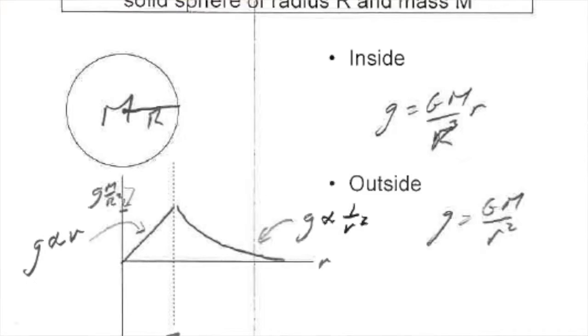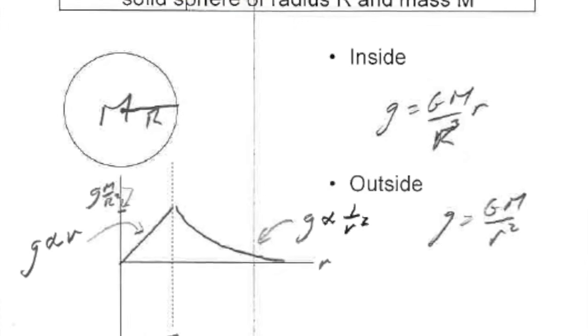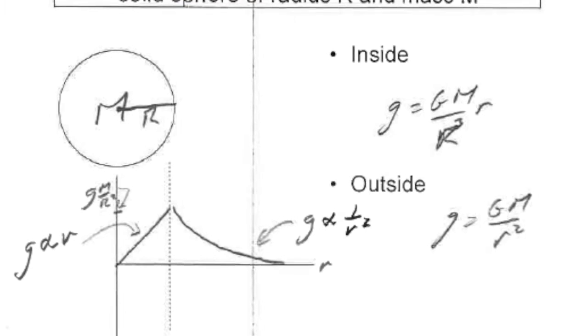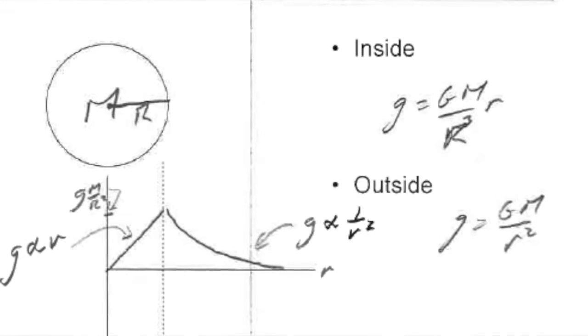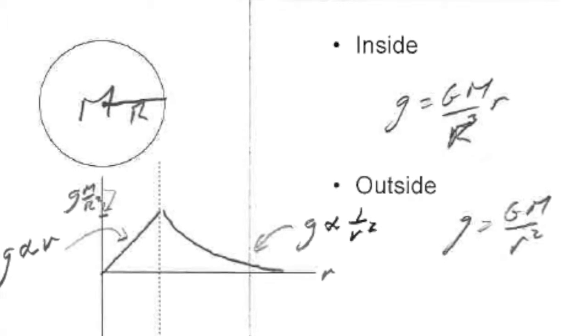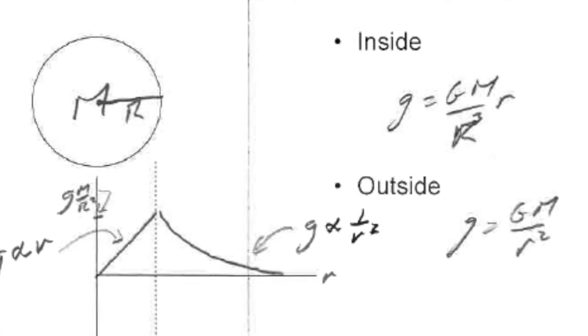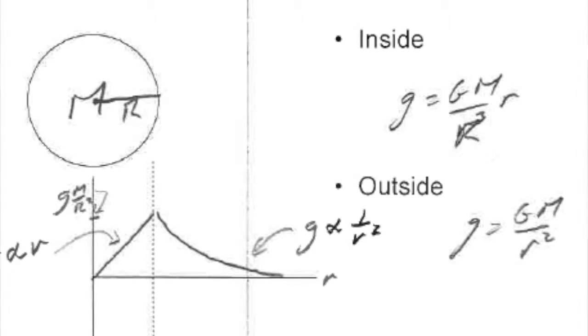So let's take a look. Recall this. This is the graph for the gravitational field due to a uniform solid sphere of radius r and mass m. We have GMr over r cubed for the inside, and for the outside GM over r squared. Same thing is true now for the electric field near a charged object.